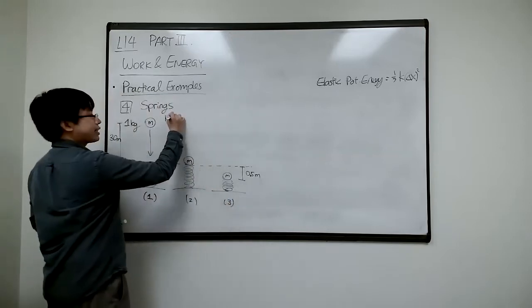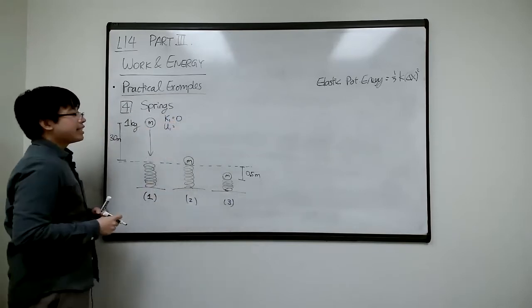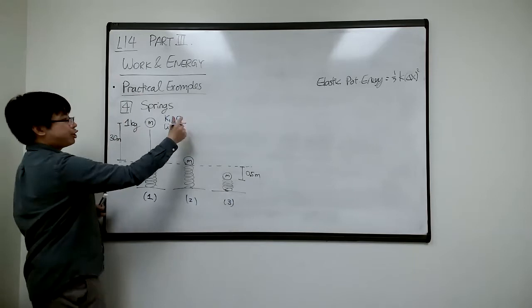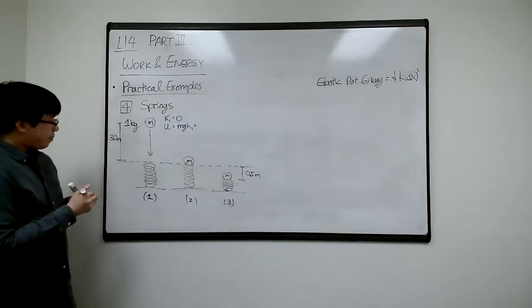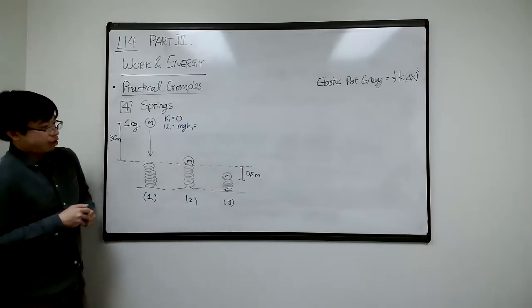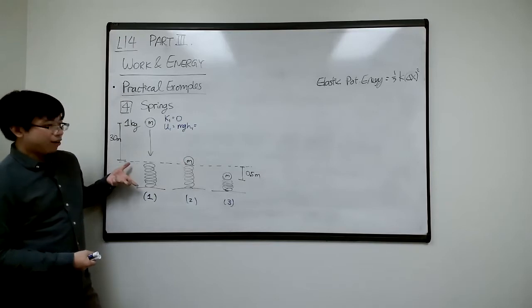So it's going to be 0. The gravitational potential energy, mgh, depends on where I set my height. Where do I want my 0 to be? Well, if I set my 0 here, I don't really know how long the spring is.